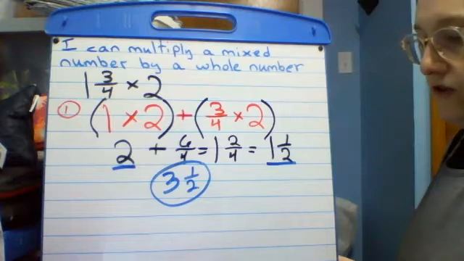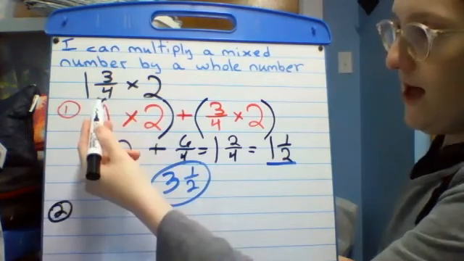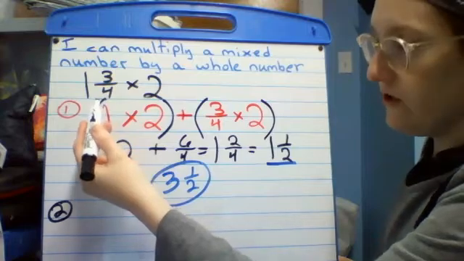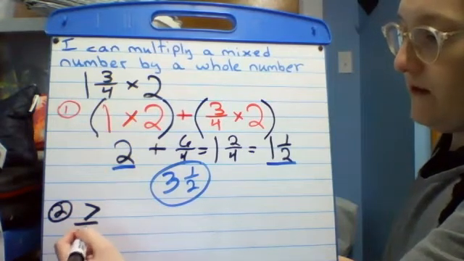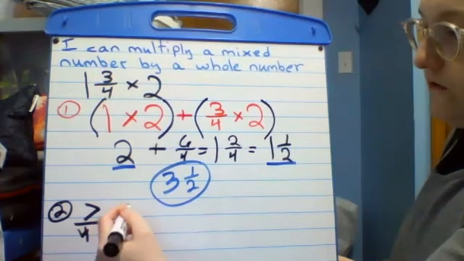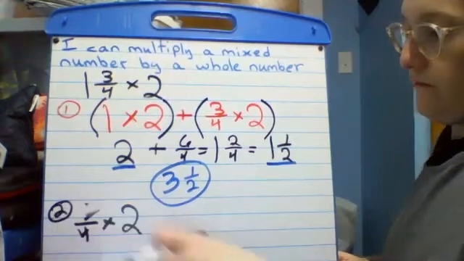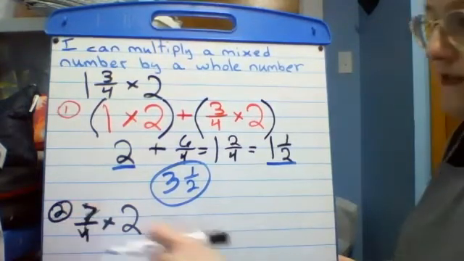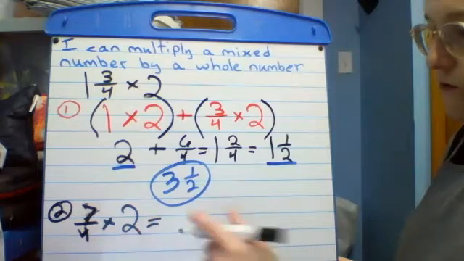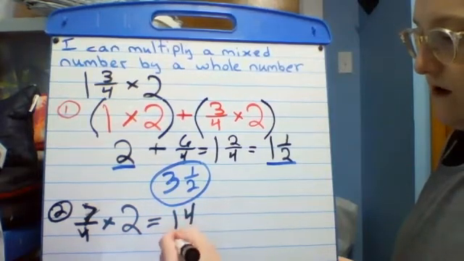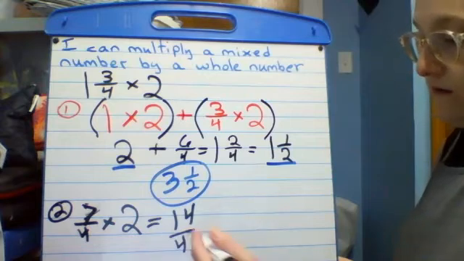The second strategy is taking the mixed number and changing it to an improper fraction. 1 and 3/4 is the same thing as 7/4. 7/4 times 2, that would equal 14/4. And then change 14/4 to a mixed number.